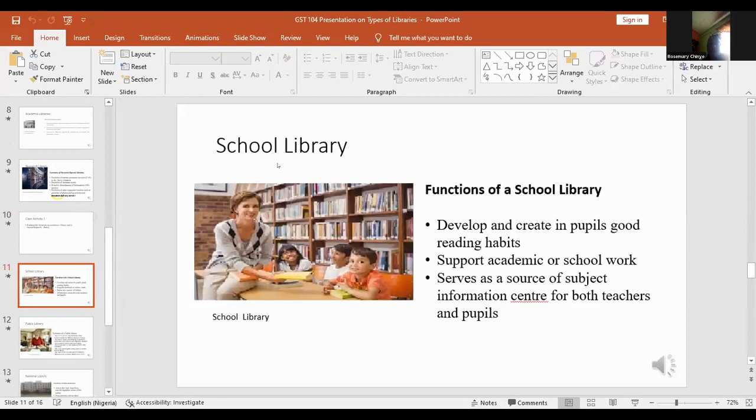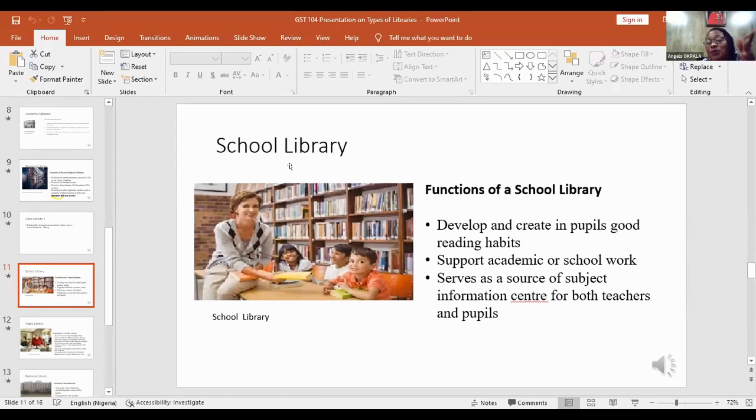Then you have again the school library. You wonder why it is different from the academic library. You differentiated academic library from school library. Some authors will put the two together, but in this place they are different.